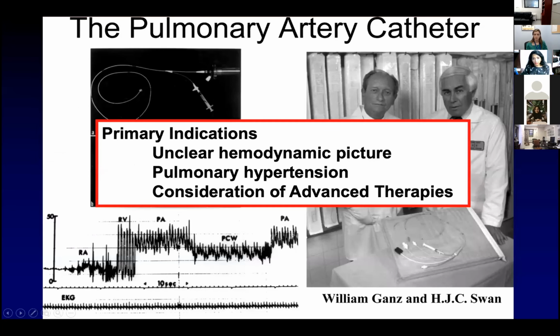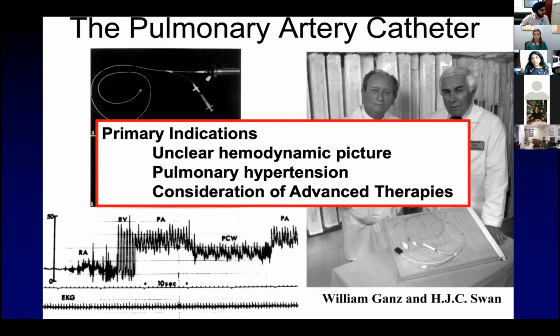So the primary indications for a pulmonary arterial catheterization or right heart catheterization, as we call this. A picture of Dr. William Ganz and Dr. Swan, who first devised this. Essentially what they did was they took a Foley catheter, put a balloon at the tip, and realized that they could float this in the heart and get pressure measurements from the intracardiac chambers.